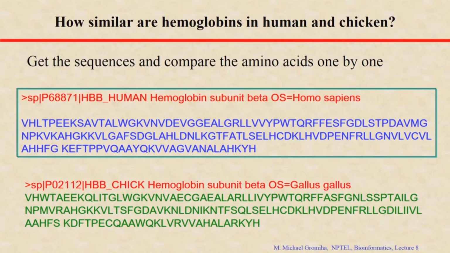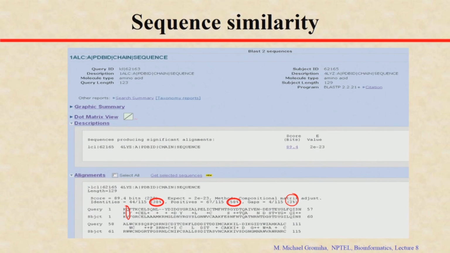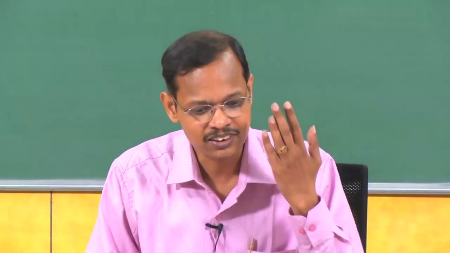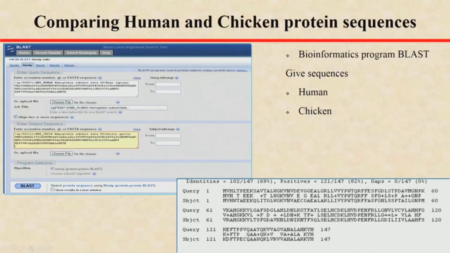Now, in the previous class I showed these two sequences as an example to get a dot matrix. If you want a dot matrix, here you have the dot matrix view, right. If you click on this, you will get the dot matrix for these two sequences. We did the dot matrix and found some matches. How far are they similar? How much percentage are human and chicken hemoglobin similar? So, what to do? Do BLAST.